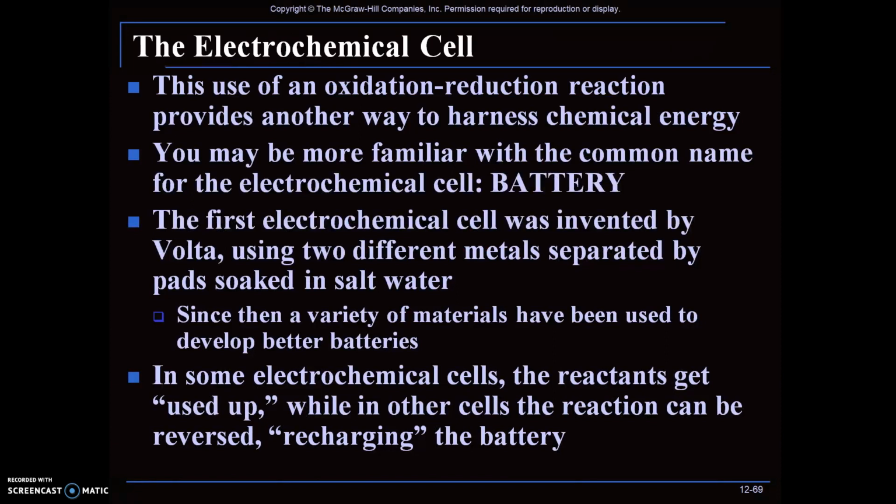Electrochemical cell. This use of oxidation-reduction reaction provides another way of harnessing chemical energy. You may be familiar with the common name for the electrochemical cell, which is battery. The first electrochemical cell was invented by Volta, using two different metals separated by pads soaked in salt water. Since then, a variety of materials have been used to develop better batteries. In some electrochemical cells, the reactants get used up, while in other cells the reactions can be reversed, recharging the battery.